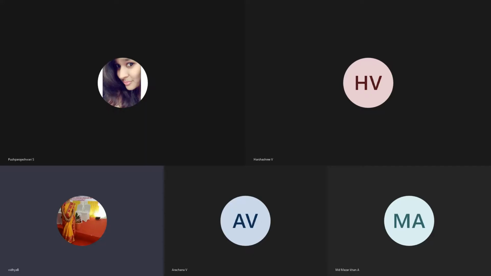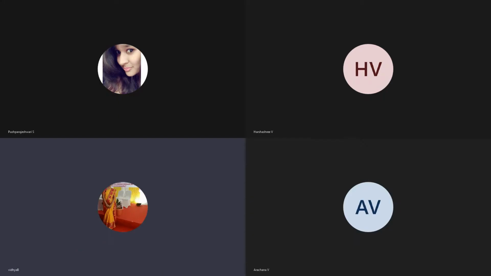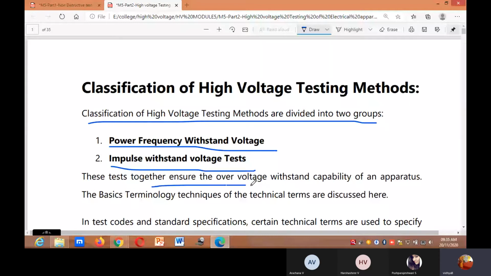Classification of high voltage testing. The methods are divided into two groups, that is power frequency withstand voltage and impulse withstand voltage. These tests together ensure the overvoltage withstand capability of an apparatus.